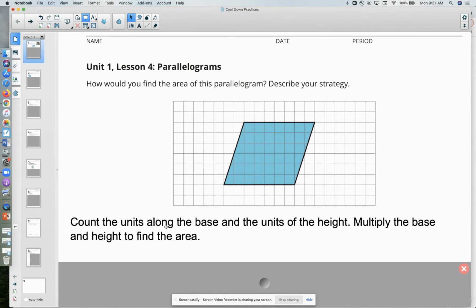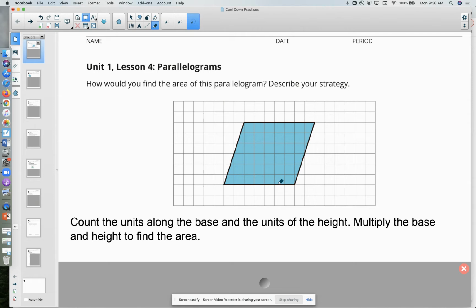All right, well, you can count the units along the base and the units of the height, multiply the base and the height to find the area. That's one way. And then we also had students that said you can cut this out and then put it over here. And then you can find the area, which is correct. So what's the area of this? 42 square units. Okay, so you can do that.